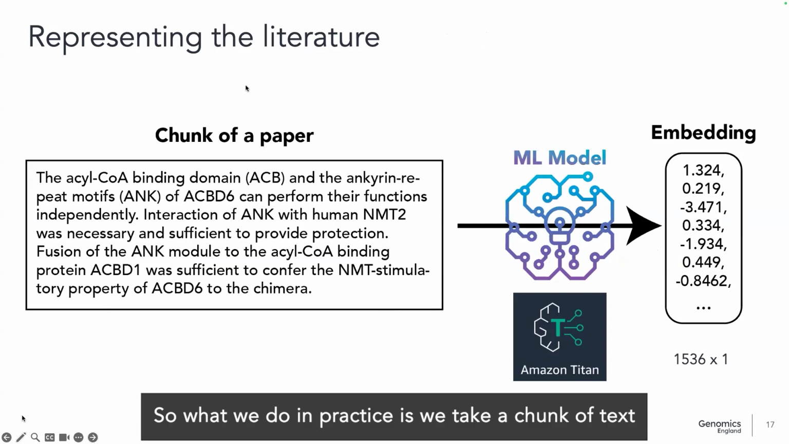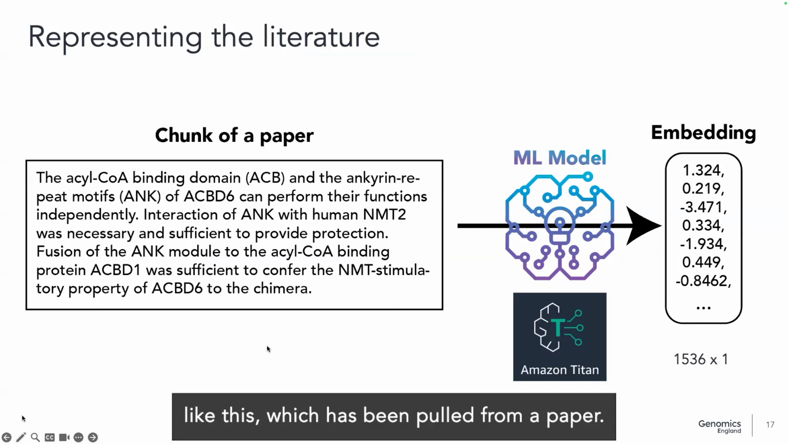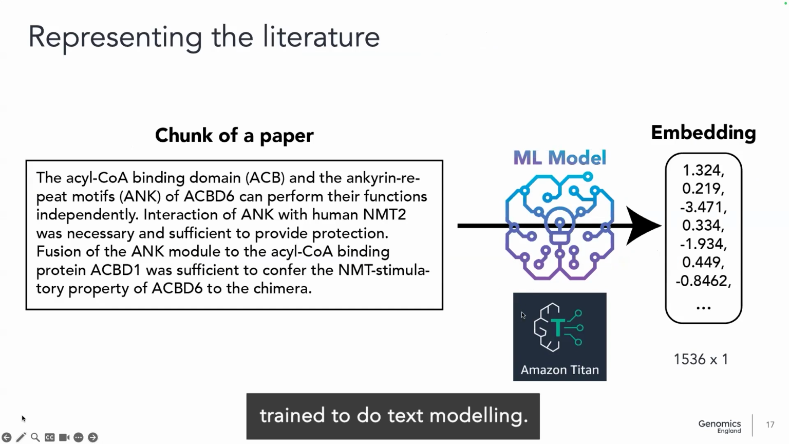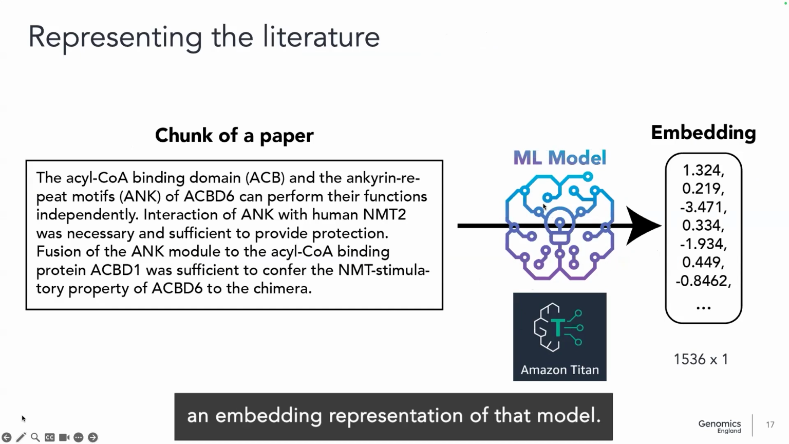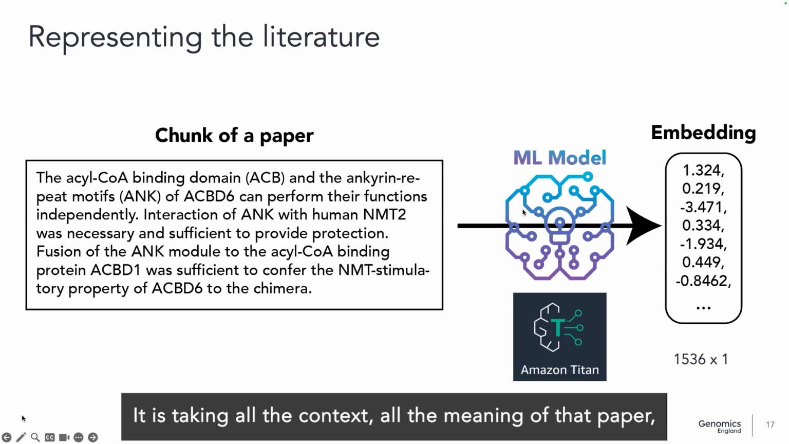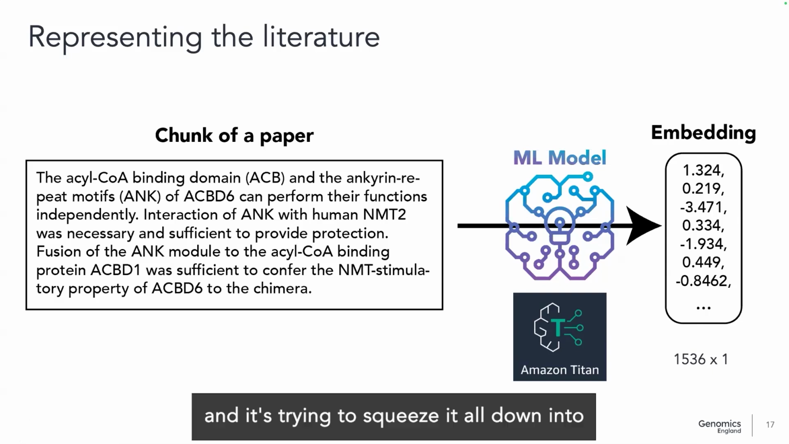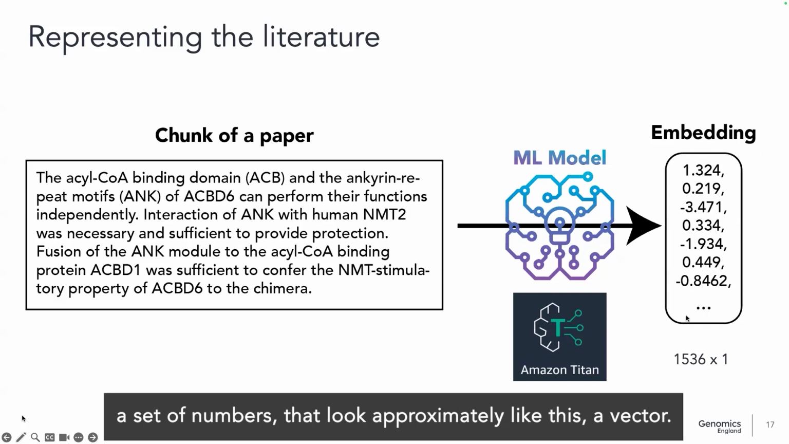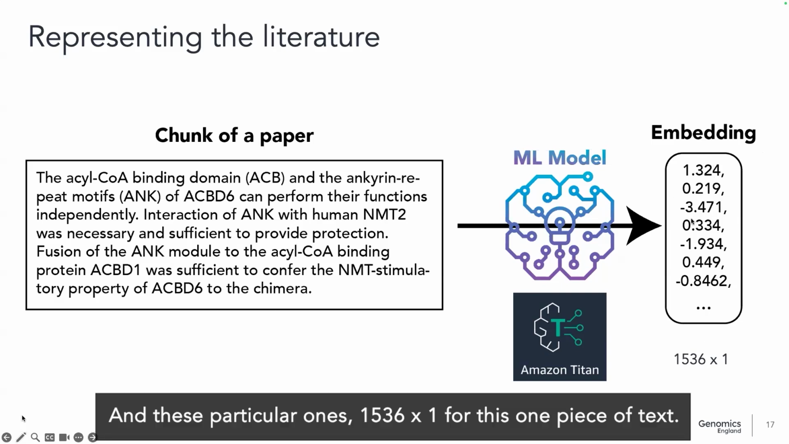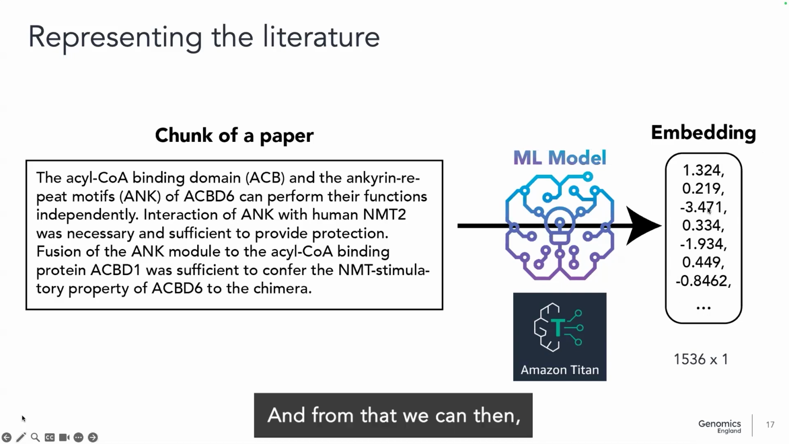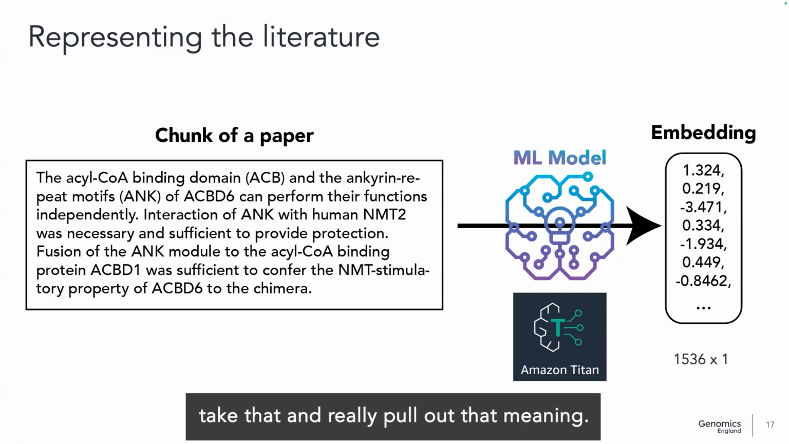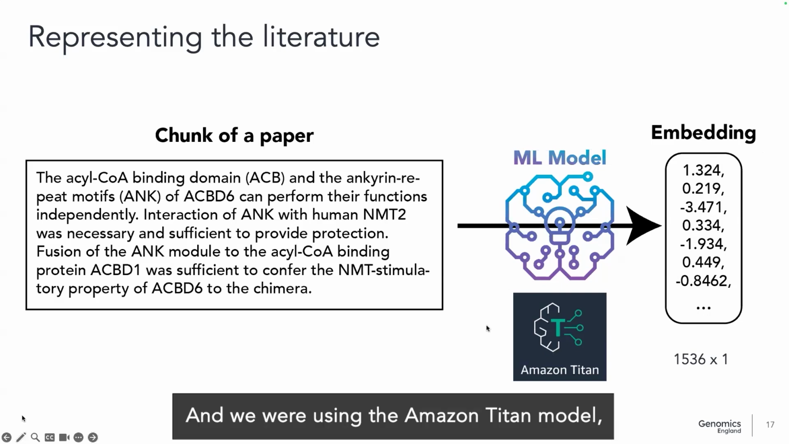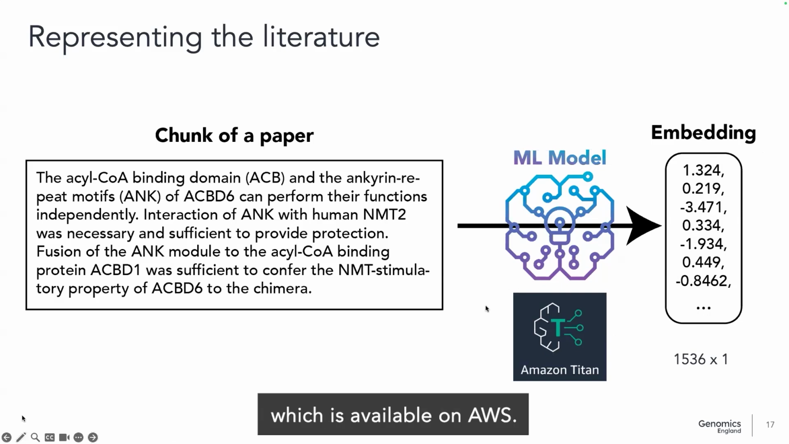So what we do in practice is we take a chunk of text like this, which has been pulled from a paper. We feed it through a machine learning model that has been trained to do text modeling. And what it is going to do is essentially generate an embedding representation of that text. It is taking all the context, all the meaning of that paper, and it's trying to squeeze it all down into a set of numbers that look approximately like this, a vector. And these particular ones are 1536 by 1 for this one piece of text. And from that, we can then do downstream models, which are able to take that and really pull out that meaning. And we were using the Amazon Titan model, which is available on AWS.